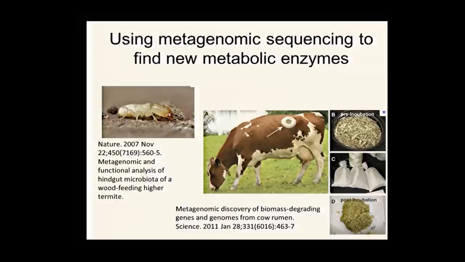This is some of my favorite examples of when you might use this. Here, these are two studies where they used metagenomic sequencing to find new metabolic enzymes. What they're asking is, here you have the termite hindgut, and you're saying, how does a termite break down wood? How does a cow break down biomass? And from this, doing these kinds of shotgun sequencing and then targeted analysis, you can say, what are the new enzymes that I would find here?